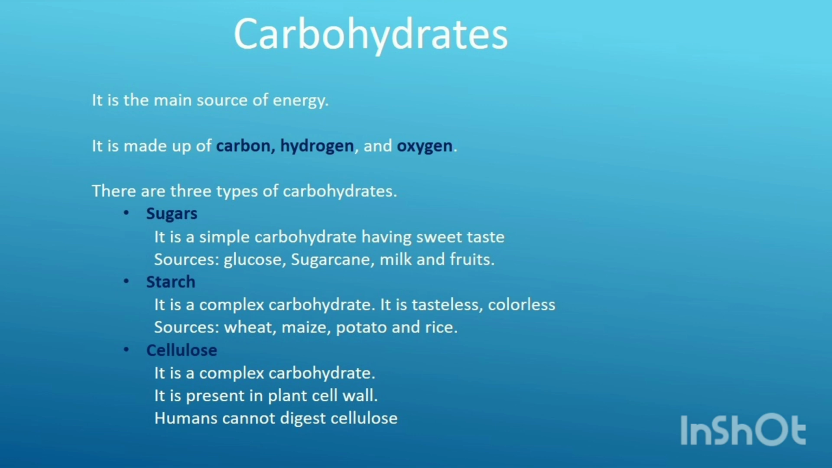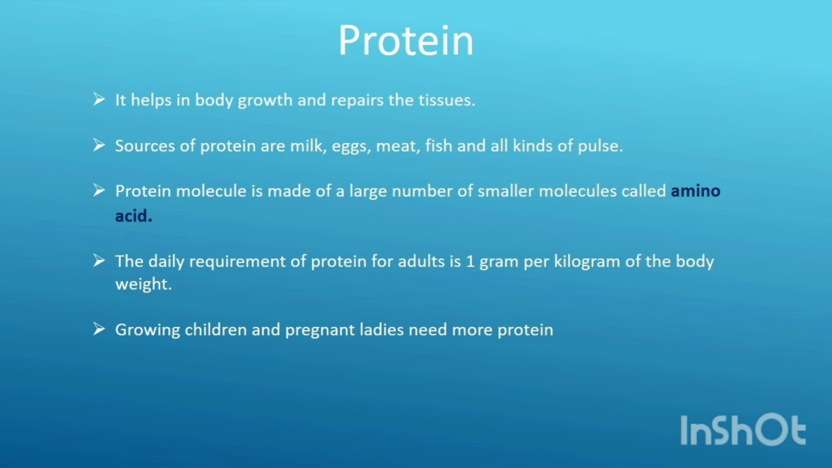Starch. It is a complex carbohydrate. It is tasteless and colorless. Sources of starch are wheat, maize, potato and rice. Cellulose. It is a complex carbohydrate. It is present in the plant cell wall. Humans cannot digest cellulose. Next one is protein.